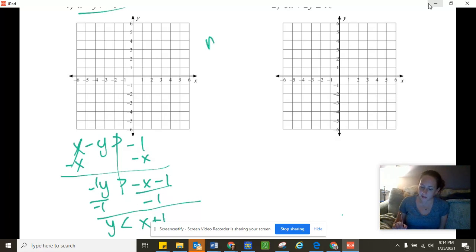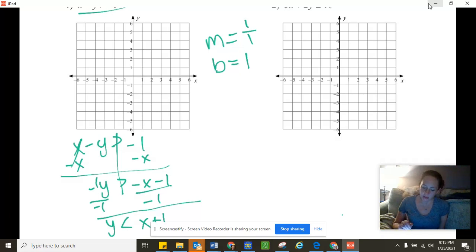So now I have my m and my b. B is the number by itself. M is the number with x. If there's not a number there, it is 1. And if it's a whole number, it's just over 1, because remember, slope is rise over run.